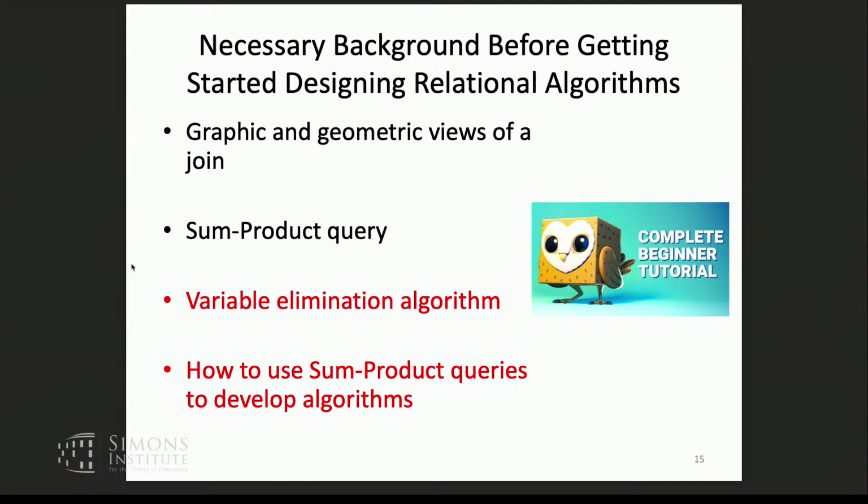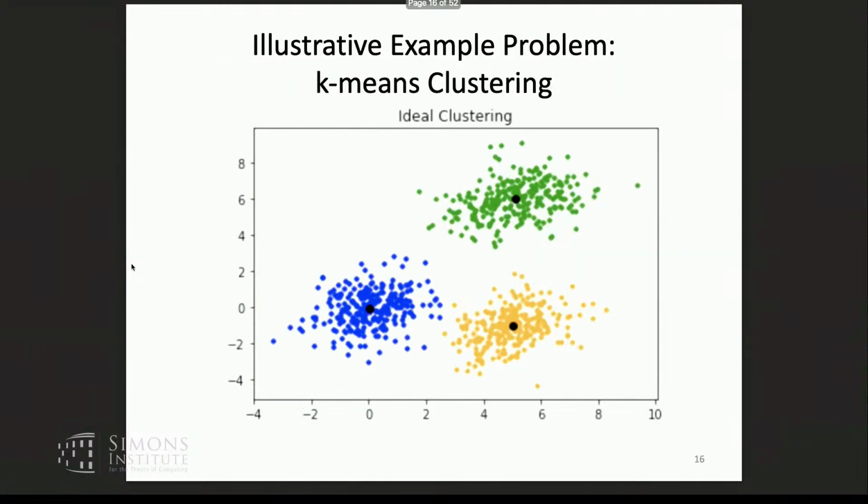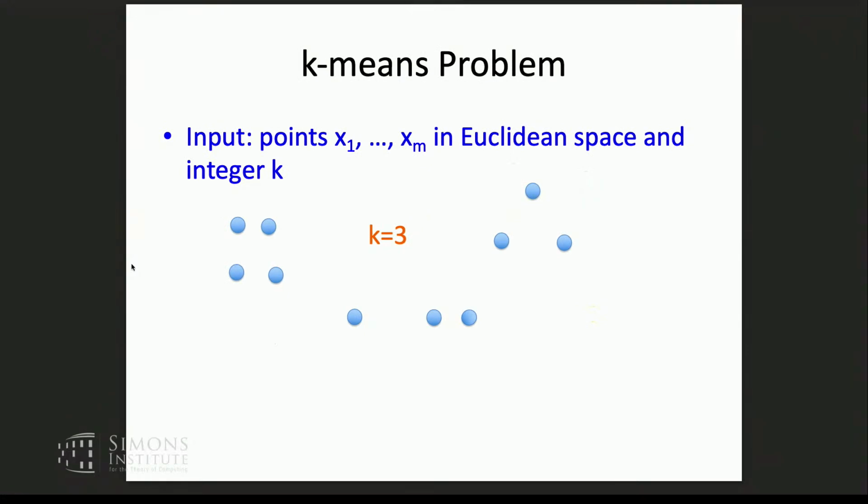Now I want to give some examples of using sum product queries to develop algorithms. I'm going to use k-means clustering as a running example. It's the classic algorithmic problem. The input for this problem consists of a bunch of points and an integer k. And what I want to do is find k points that in some sense represent the x's well, that summarize them well.